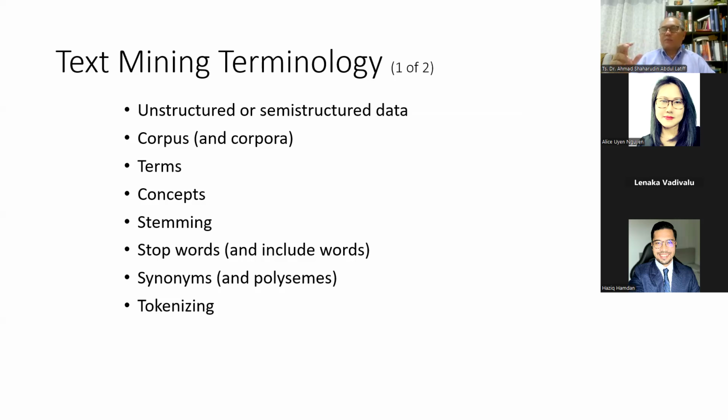Synonym is words that have similar meaning, different words with similar meaning. Polysemy is the other way around, one word with many meanings. Yeah, the other way around. And tokenization is when you tokenize the sentences.